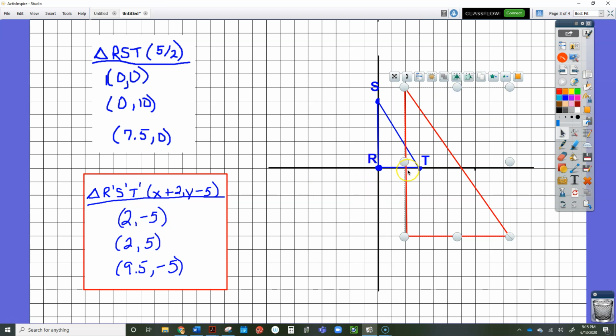So let's see. 2, 5 is right there. 2, negative 5 is down here, and 9.5 down 5 is right there. So this is S prime, this is R prime, and this is T prime. So this is what it looks like. We dilated it and then we shifted it, and there's the final answer.